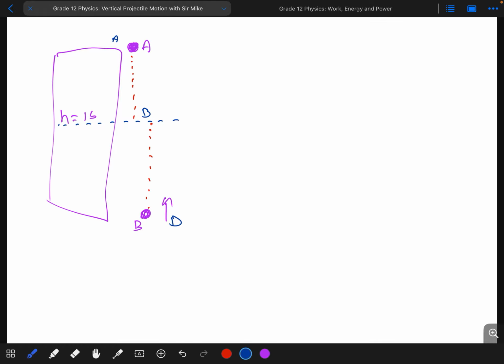So do not forget this. When two objects pass each other, their height above the ground would actually be the same. All right, so please keep this in mind.